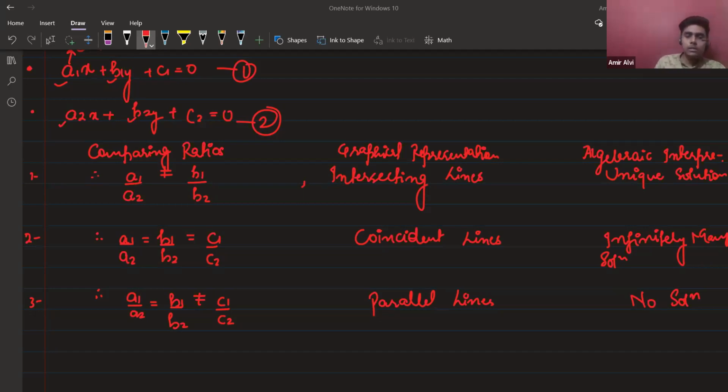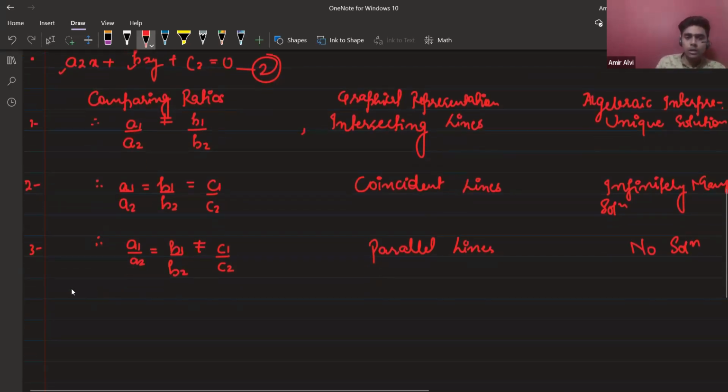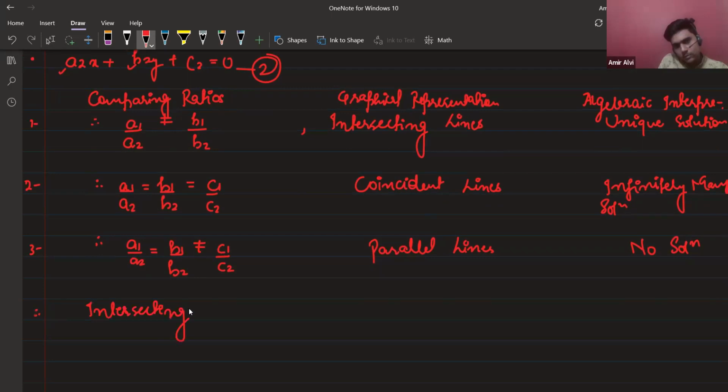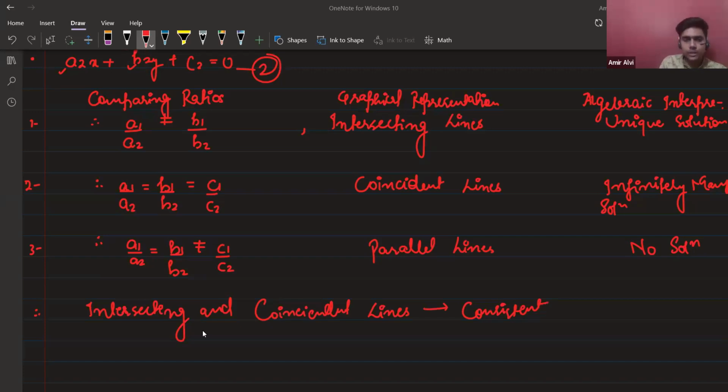One more thing is that these two, let me write it here. Intersecting and coincident lines, consistent solutions. Okay, got it? Yes, sir. The pair of equations is consistent. Only the parallel line is inconsistent.